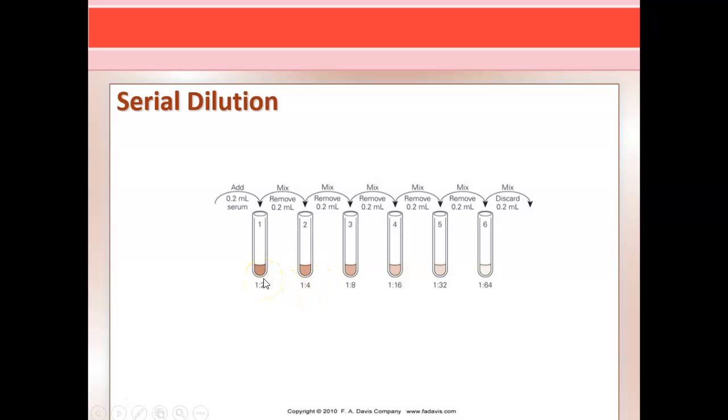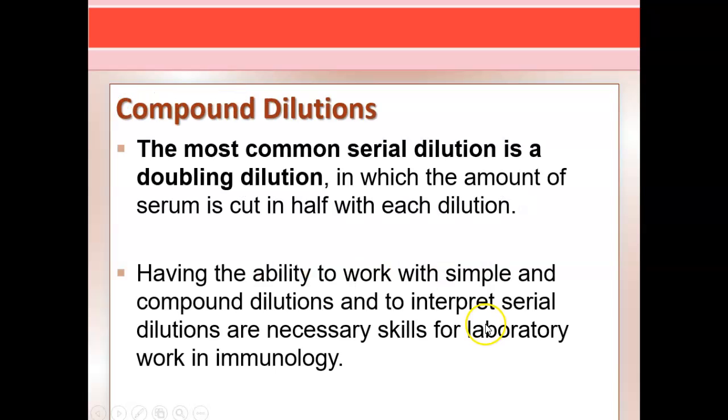So 1 to 2 times 1 to 2 is a 1 to 4, and 1 to 4 times a 1 to 2 is a 1 to 8. A 1 to 8 times a 1 to 2 is a 1 to 16. A 1 to 16 times a 1 to 2 is a 1 to 32, and a 1 to 32 times a 1 to 2 dilution is 1 to 64. So our dilution factor is 64, and if we ran this on our analyzer, we would multiply the number that came from our machine by 64, because that would have been the final dilution that we ran.